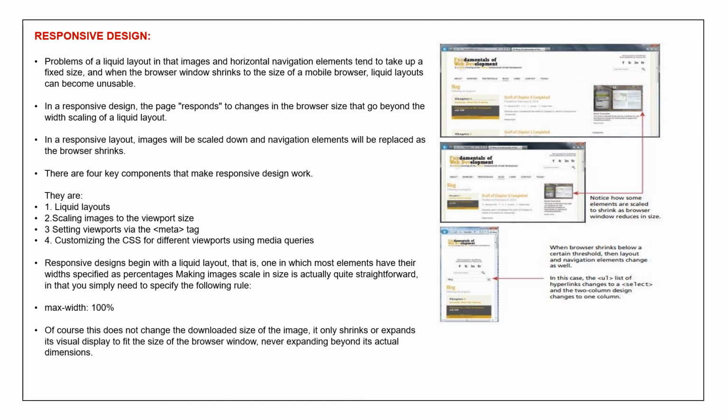Responsive designs begin with a liquid layout, that is, one in which most elements have their widths specified as percentages. Making images scale in size is actually quite straightforward; you simply need to specify the following rules. Max width, that is 100%. Of course, this does not change the downloaded size of the image. It only shrinks or expands its virtual display to fit the size of the browser window, and it never expands beyond its actual dimensions. Here we have to notice how some elements scale to shrink as the browser window reduces in size.